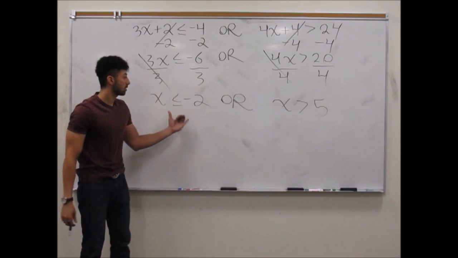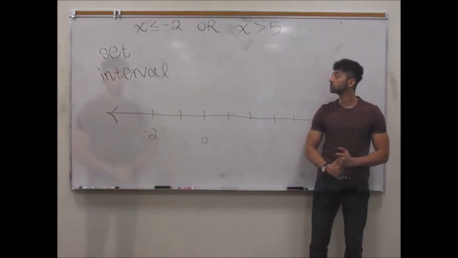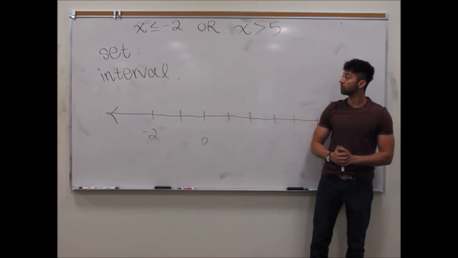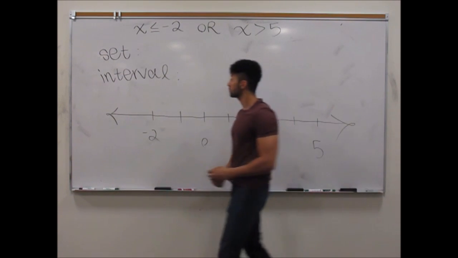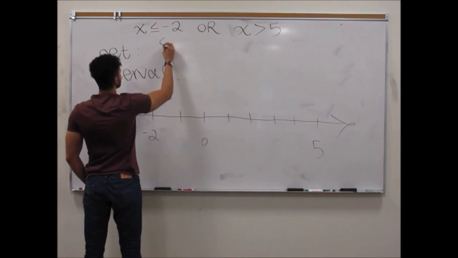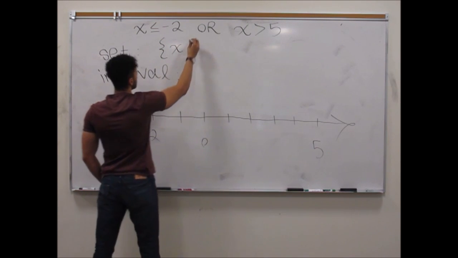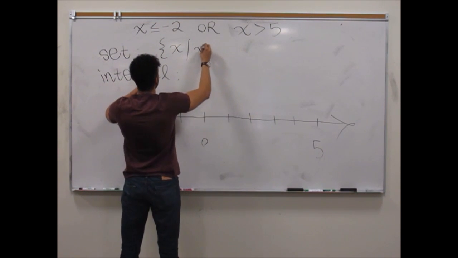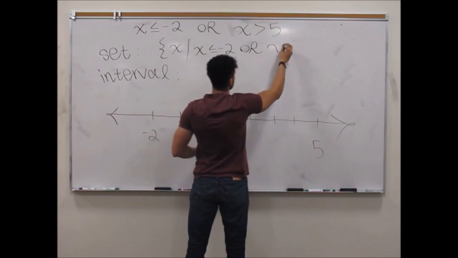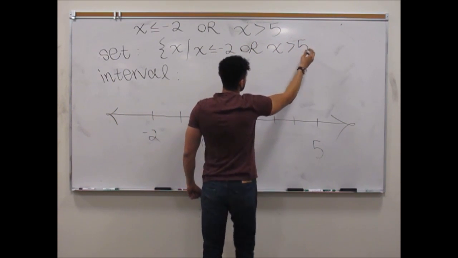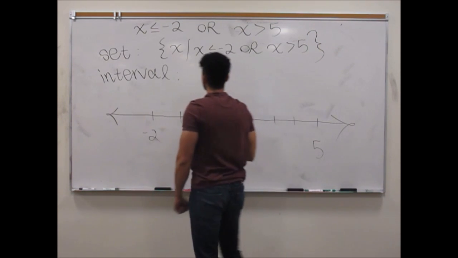Alright, so that's what we got when we isolated it. Now let's go ahead and put it into set notation first. We're going to use the brace, the variable we're talking about, such that, and just write this whole thing out, including the OR, and just close off that brace. So we're done with that.